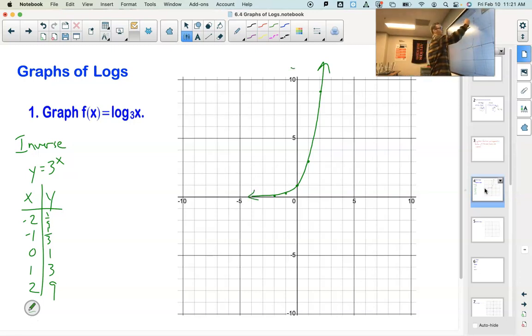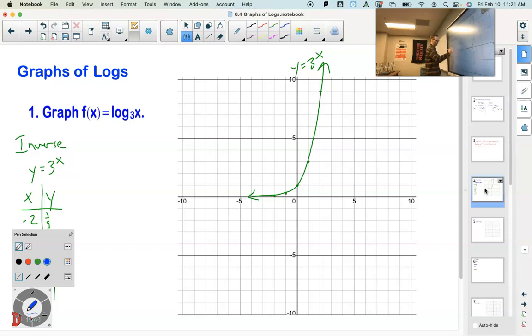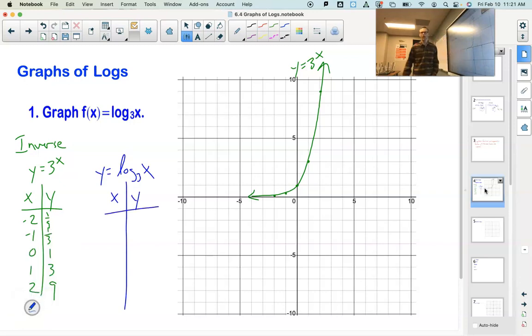Okay. That's y equals 3 to the x. Now that I know that, what points are on y equals the log base 3 of x? Well, what do we do with points to get the points on the inverse? We switch the x's and y's. So -2, 1/9 becomes 1/9, -2. -1, 1/3 becomes 1/3, -1. Then we have 1, 0; 3, 1; and 9, 2. Let's graph those. 1/9, -2; 1/3, -1; 1, 0; 3, 1; 9, 2.